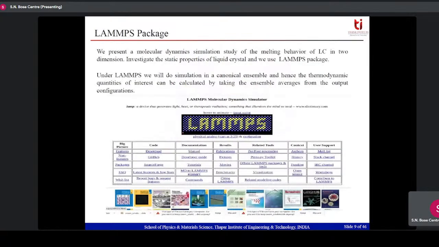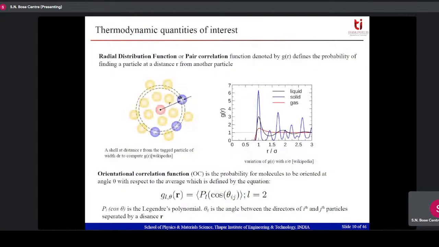Now, what we do is we do molecular dynamics simulation, and we take the help of this package. Again, skipping here. So in this LAMMPS package, we put in all the parameters, and then we run the simulation. What we are looking for: we will change either the temperature or the density of the system, and then we'll look for some order parameter to decide whether it's a solid phase, hexatic phase, nematic phase, or a liquid state and so on.